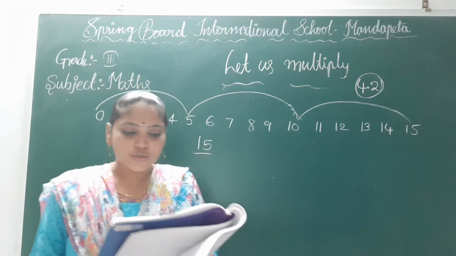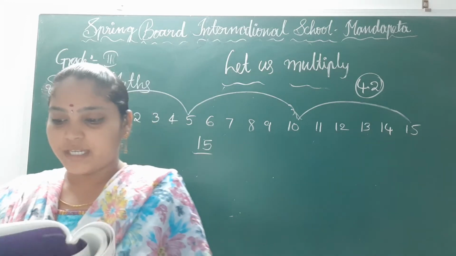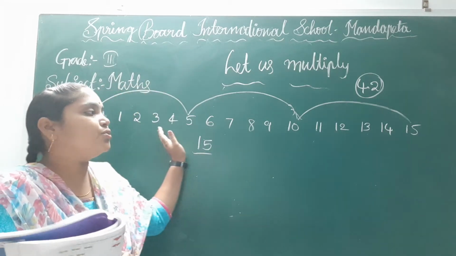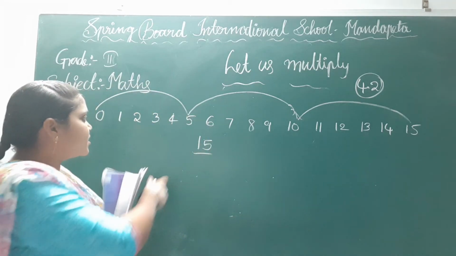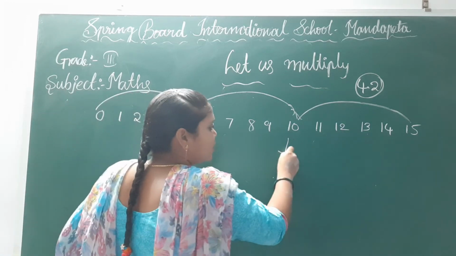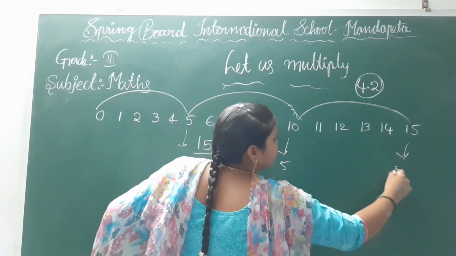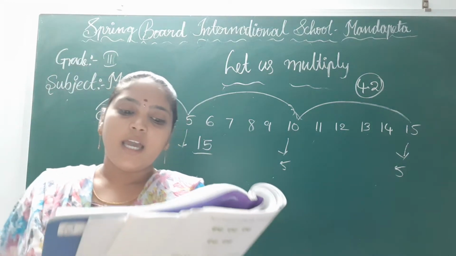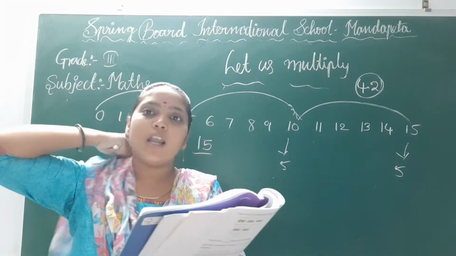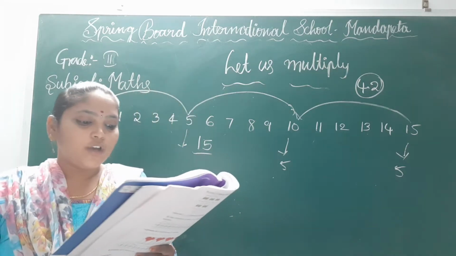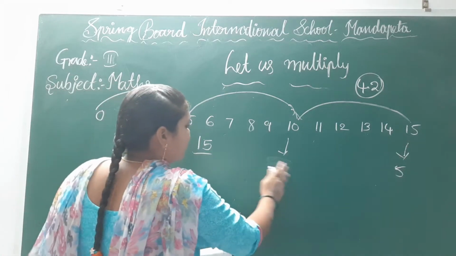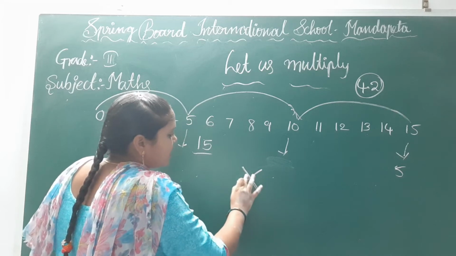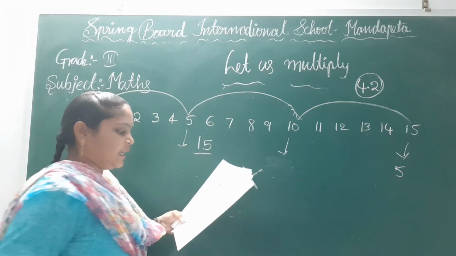Next, putting together equal groups of objects is multiplication. Okay children, here we are putting together equal objects. This group has 5 members, this group also has 5 members and this group also has 5 members. Putting together equal groups of objects is called multiplication. We use the symbol into. Okay, what is the symbol for multiplication? Into.